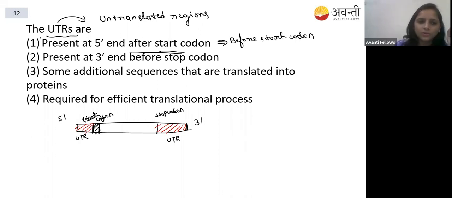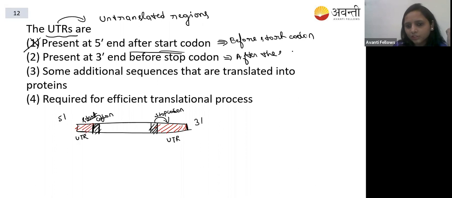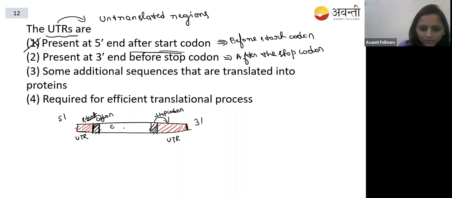So that is a wrong option, right? Then coming to option number 2, present at the 3' end before the stop codon. No. The stop codon is here, right? But it is present after the stop codon. So not before, that is after the stop codon. Before the start codon and after the stop codon, right? Yes. So here you can see the genes. So that's why option 2 is also wrong.